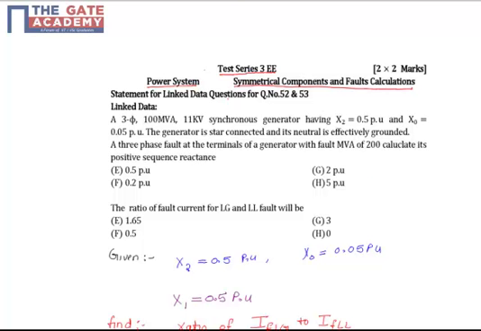A 3-phase fault occurs at the terminals of the generator with a fault MVA of 200 MVA. In the previous question we calculated the positive sequence reactance, which is equal to the negative sequence reactance, that is 0.5. In this question we have to find the ratio of the fault current line to ground to the fault current line to line.